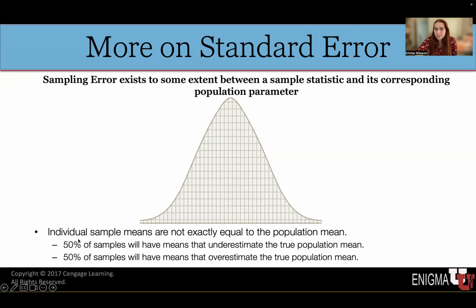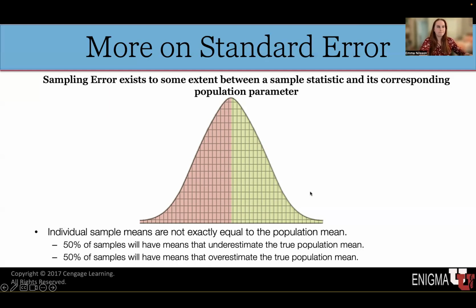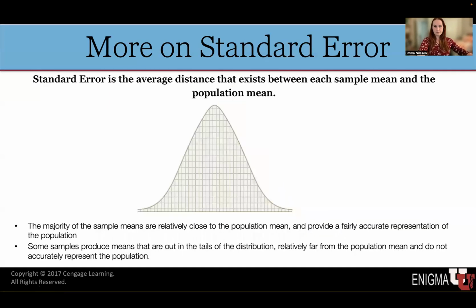What we have found is that individual sample means from a population are not going to exactly equal the population mean. 50% of the samples that you draw are going to have means that underestimate the true population mean, and 50% of your samples from any given population are going to have means that overestimate the true population mean.